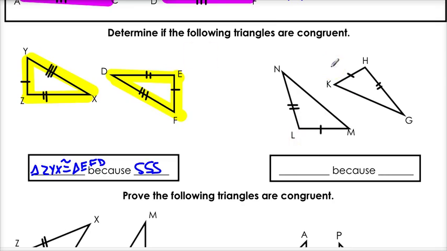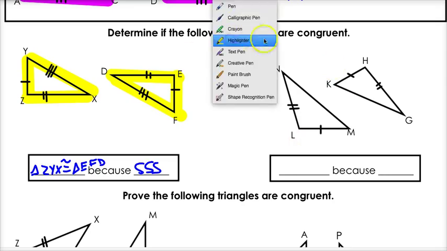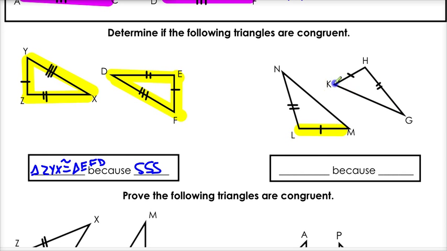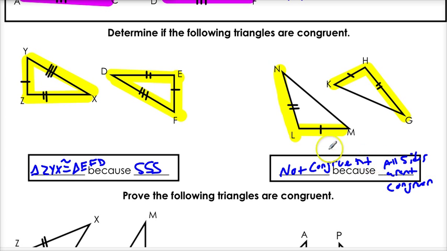Well, let's look at our next one. In this case, I know that LM is congruent to KH because they're marked, and I know that LN is congruent to HG because they're marked. But I'm missing a side here. I know that these two sides aren't congruent because they don't have the marks. You need to have all sides congruent here, and since only two of them were, we didn't have enough information there.